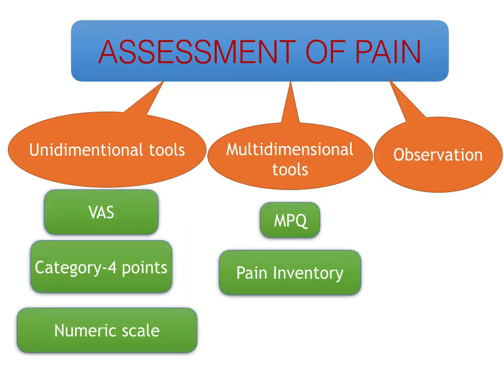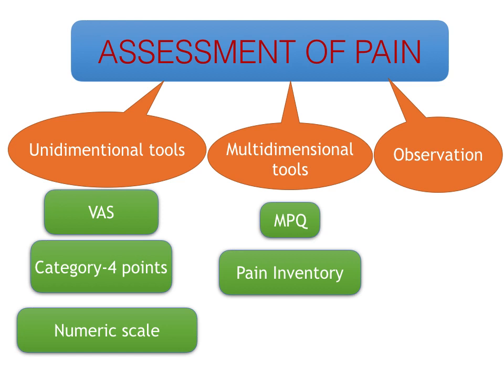There are various tools available for the assessment of pain, which may be unidimensional, multidimensional, or observational. Few of the unidimensional tools include the visual analog scale, which is a common and simple method with a 10 cm line labeled at one end as no pain and at the other end as the worst pain imaginable. The category 4 point scale assesses pain as none, mild, moderate, and severe. The numeric pain scale uses numbers ranging from 0 to 10. Multidimensional tools include the McGill Pain Questionnaire and Brief Pain Inventory.